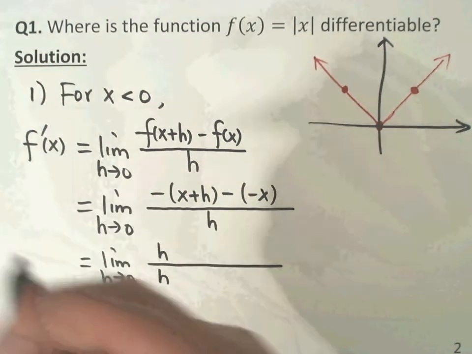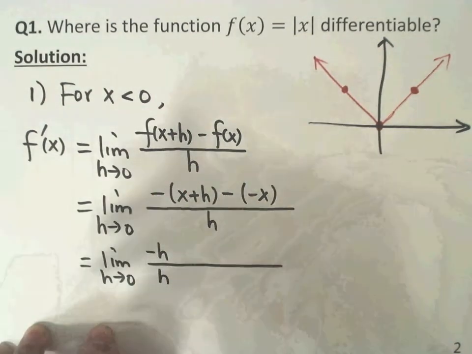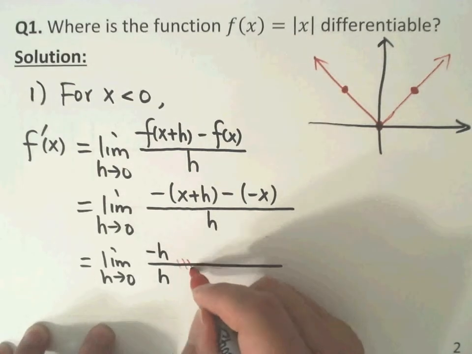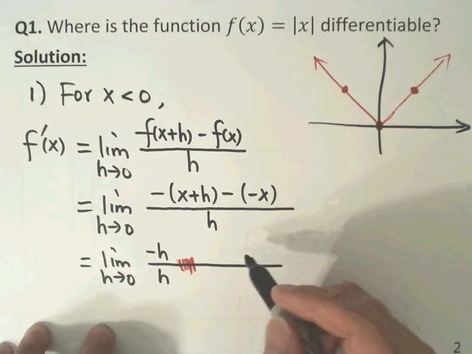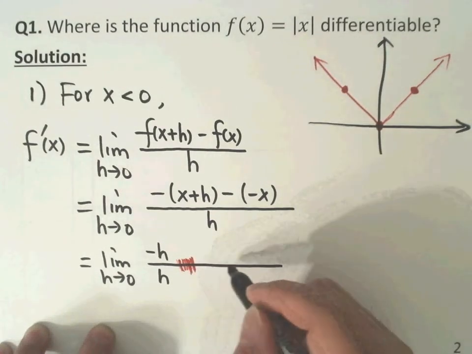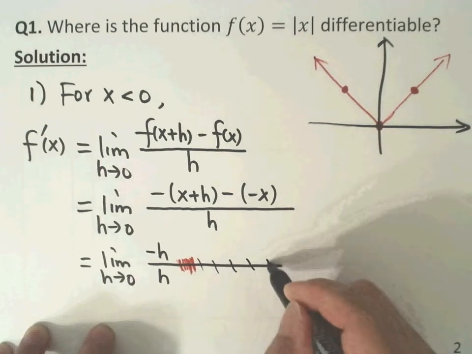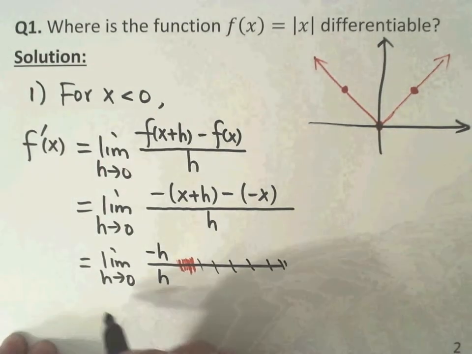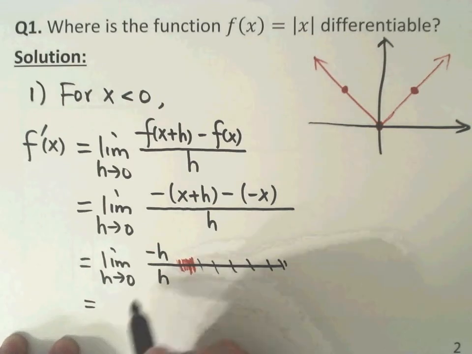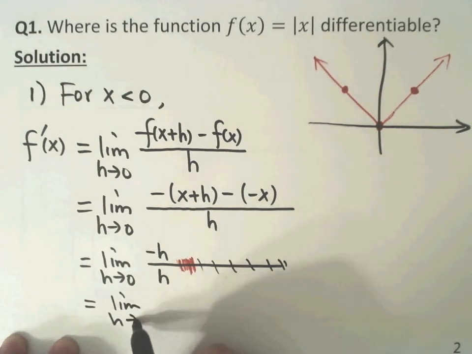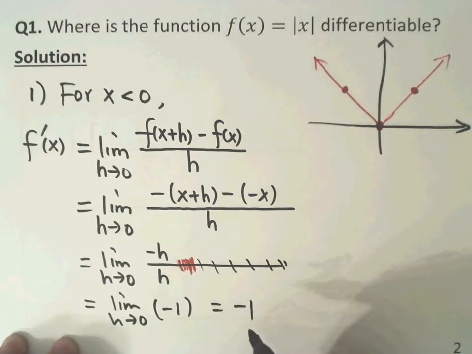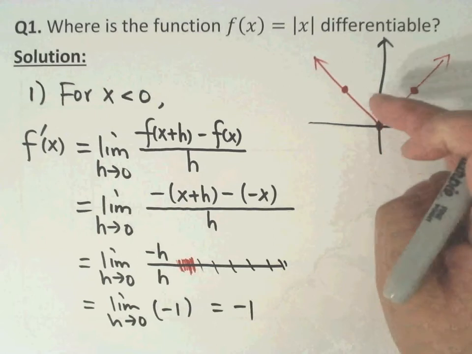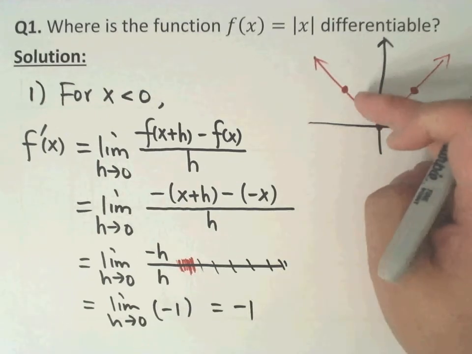Let me write it one more. Negative h, and now this is easy to do the calculation, right? So I need to cancel all this. Let me write it here. So it should equal what? Equals negative 1, right? The limit as h approaches 0 of negative 1 is negative 1. Okay, so this is what we said at the beginning: any point is differentiable because the derivative is negative 1.